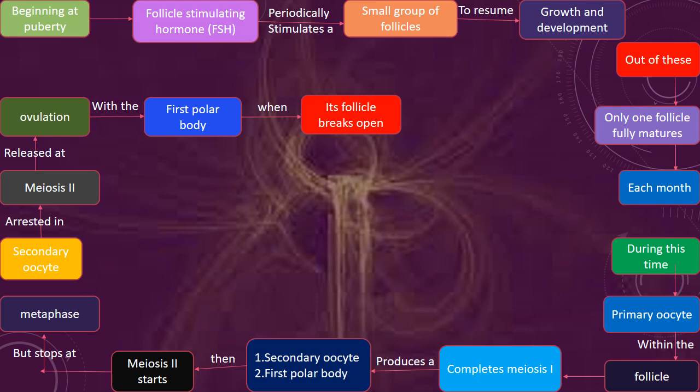Then meiosis 2 starts, but stops at metaphase. The secondary oocyte, arrested in meiosis 2, is released at ovulation, together with the first polar body, when its follicle breaks open.